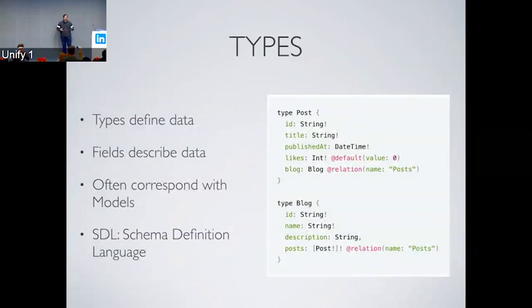So a type defines, well, a type of data, what you're expecting to get back. A field on a type describes the value describing that data. So, like you have a post on a blog, for example, one post might have an ID that's a string, a title that's a string, and then a date time where it was published, et cetera. And you can see here that there are ways to define relations between these two. So a post might have the blog that it belongs to, and then a blog might have the posts contained under it.